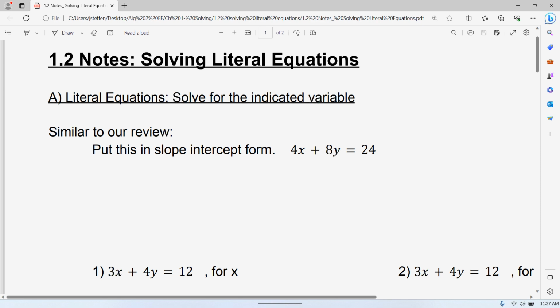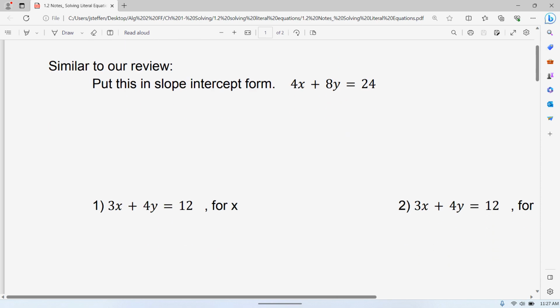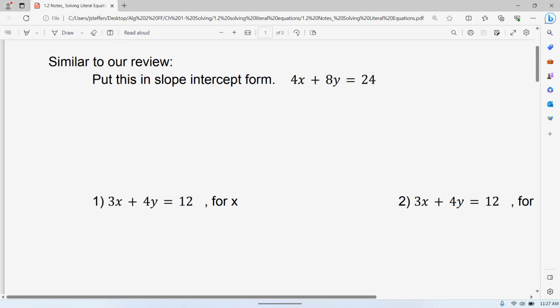Basically, a literal equation for our purposes is an equation that has more than one variable, and we're solving for different variables. What we did before is we put this one in slope-intercept form, which means we're solving for y. That's all we're doing today, just solving for a specific variable. Just like I said with the other ones, we need to get this 4x to the other side.